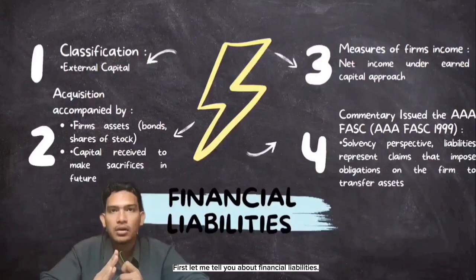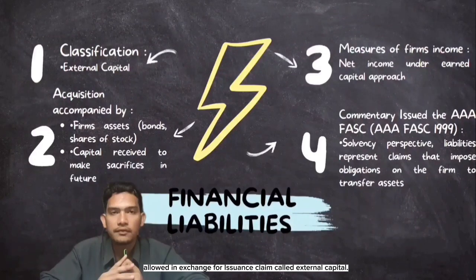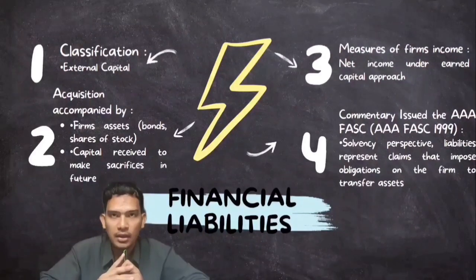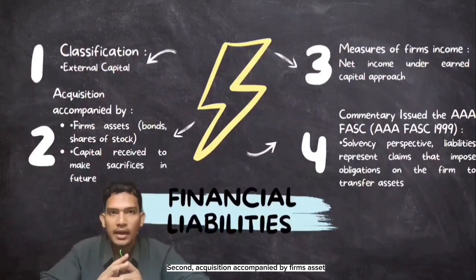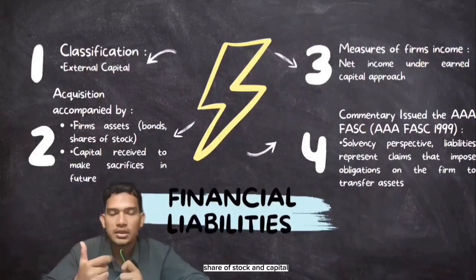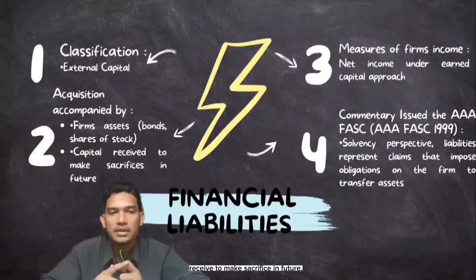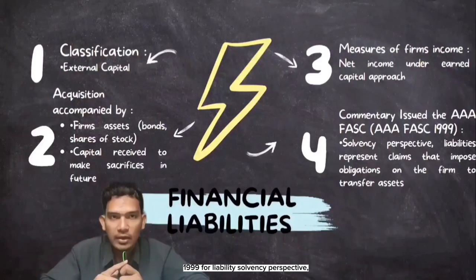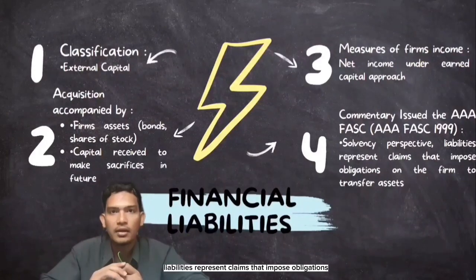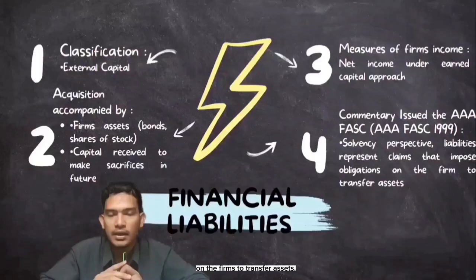First, let me tell you about financial liability. For the classification, liability is capital inflow in exchange for issuing a claim, called external capital. Second, acquisition accompanied by the firm's assets, which are bonds, shares of stock, and capital received, to make a sacrifice in future. Third, the measure of firm income: for liability, net income under the earned capital approach. Other than that, the commentary issue, the AAA FASC 1999: for liability, from a solvency perspective, liabilities represent claims that impose obligations on the firm to transfer assets.